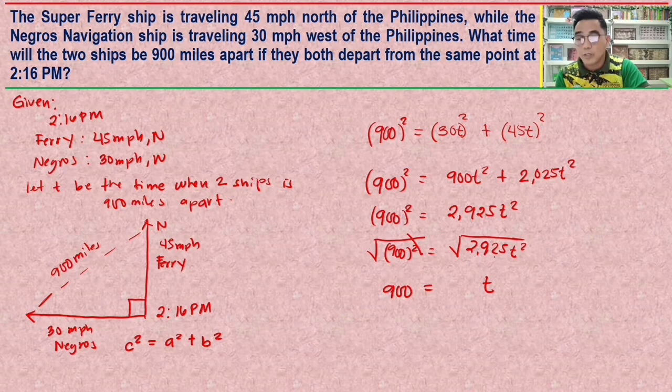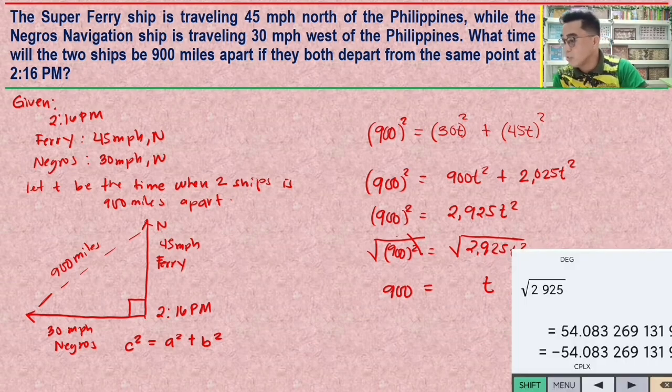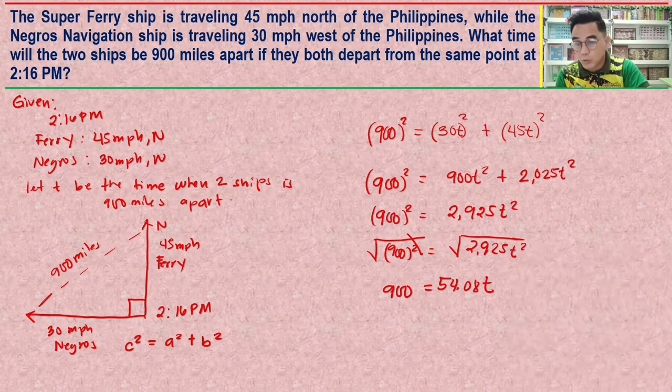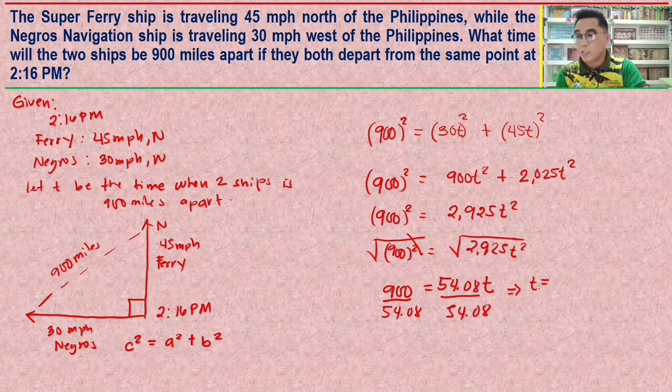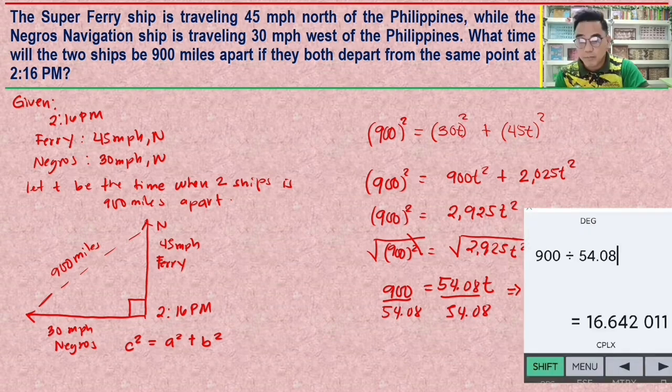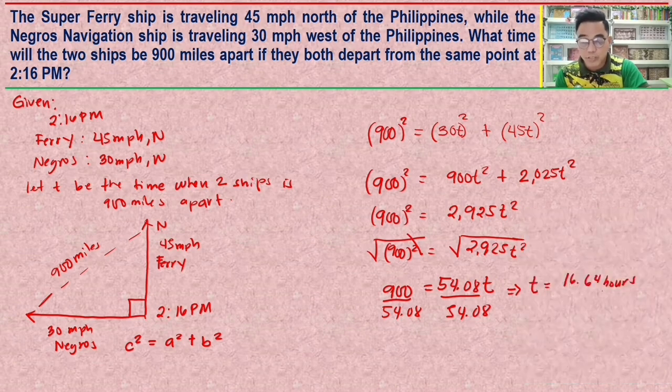Then the square root of 2925 is 54.08, rounded to the nearest hundredths. Then we're going to divide both sides by 54.08 to get the value of t. And so the t value, or the time in which these two ships will be 900 miles apart, is 16.64 hours. Okay, so let's convert 0.64 to minutes.